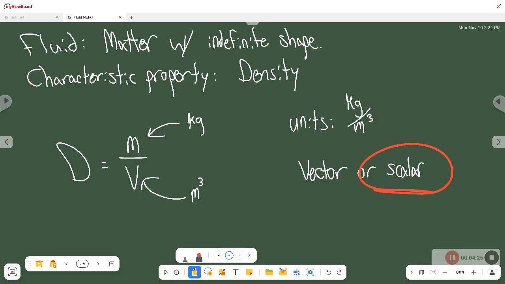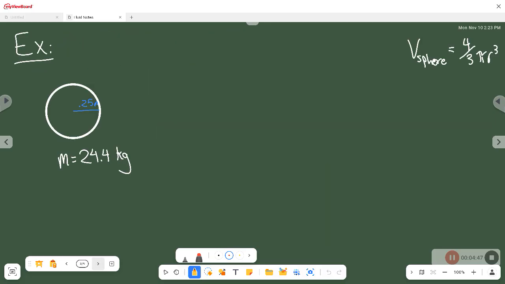So yeah, density, it's important. It's a characteristic property because we can actually use it to identify substances by measuring density. As long as that substance is pure, a pure substance, meaning it is all of one single alloy or element or something like that, then we can identify that object by its density. So let me show you an example of this.